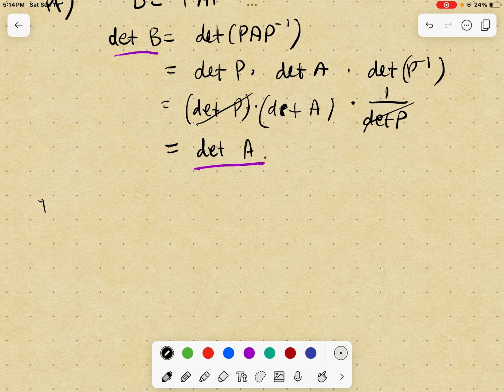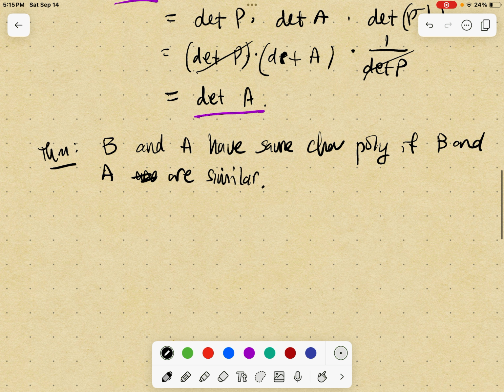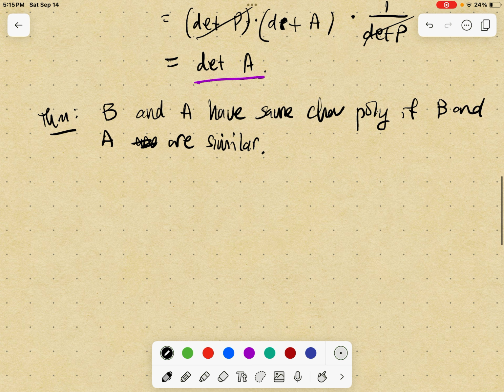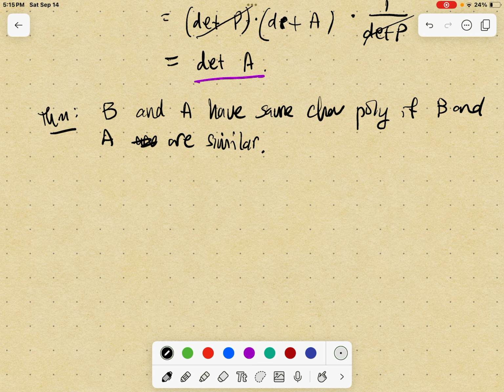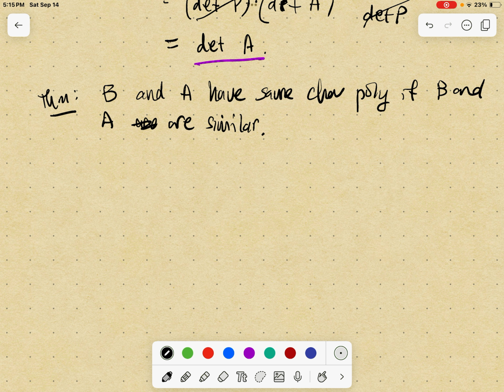The next statement is that they actually have the same characteristic polynomial. B and A have the same characteristic polynomial if B and A are similar. Actually, this is a stronger statement than that they have the same determinant, because the determinant is what you get by plugging in 0 into the characteristic polynomial. So if they have the same characteristic polynomial, they have to have the same determinant. Okay, so how do we prove this?